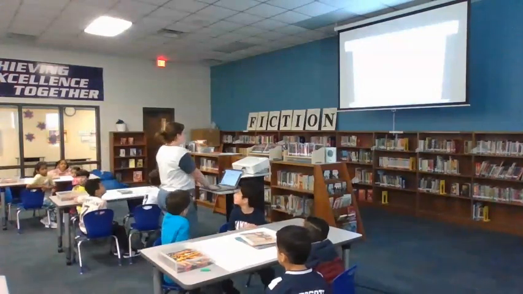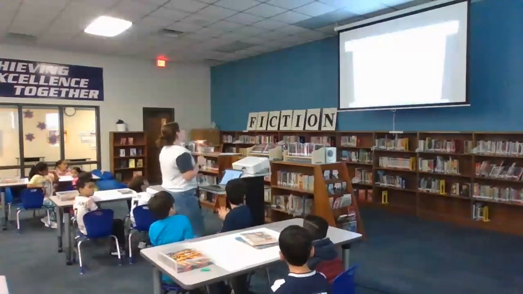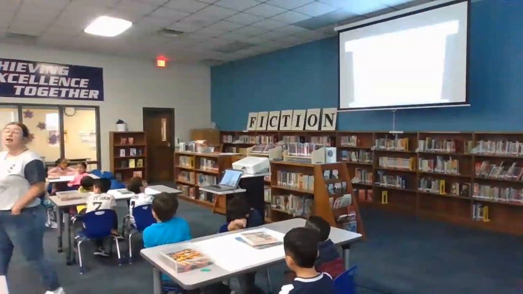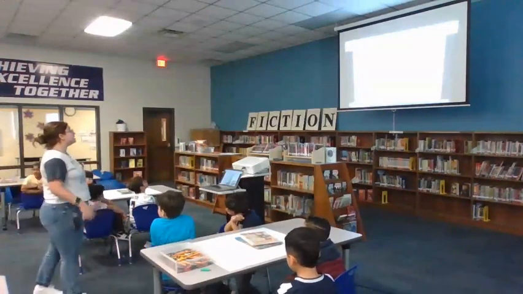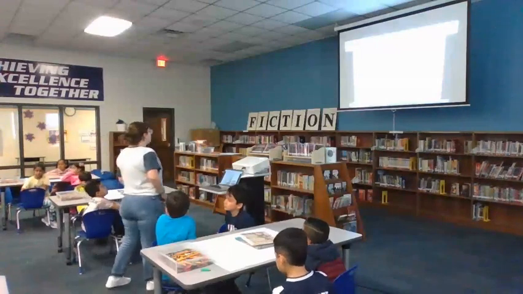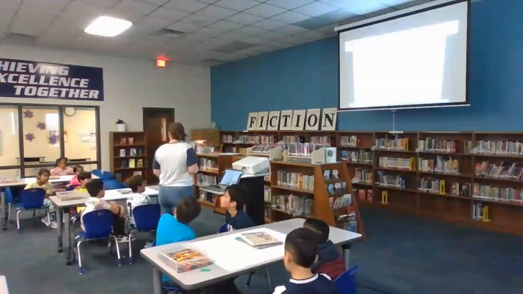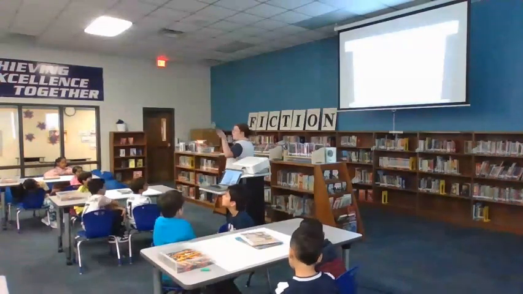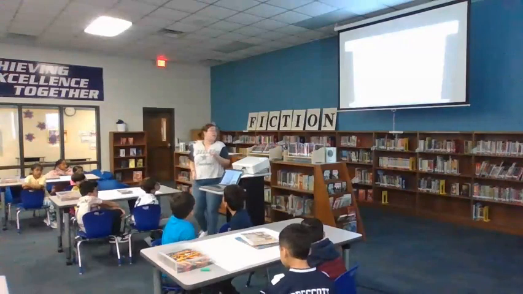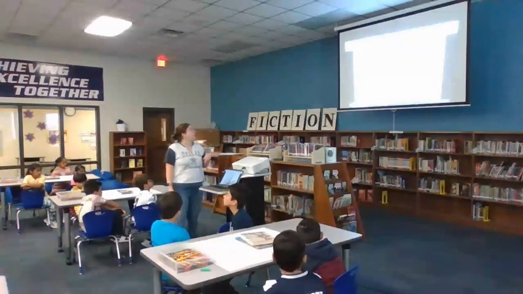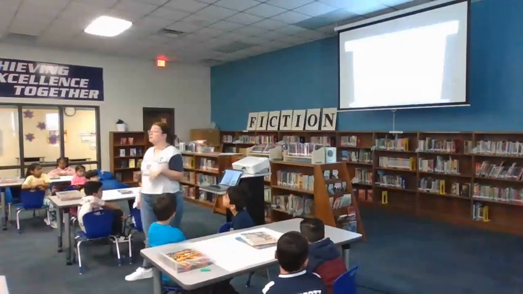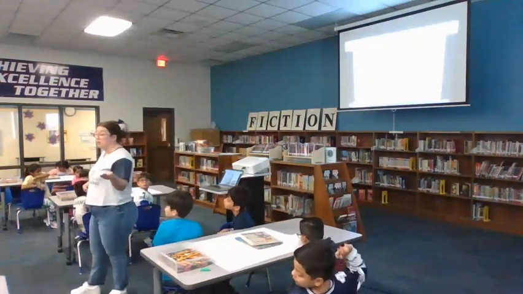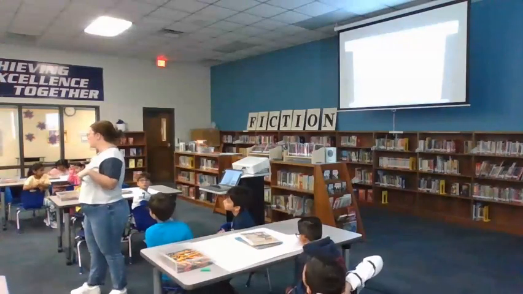Okay, so biographies are texts written to inform readers about a real person. Okay? They share facts in chronological order about a person. So they're not going to jump around and say, oh, when they were 10, oh, now when they were 30, now when they were 1. They're going to go in order from when they were born all the way through the rest of their life. Okay? It is narrated by an author who is not the person in the story.